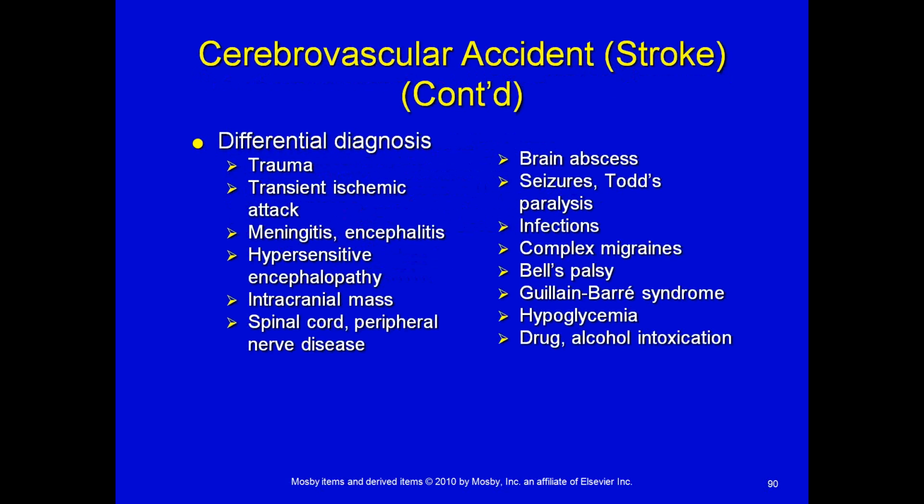Could be an intracranial mass like a brain abscess or a tumor. Could be spinal cord or peripheral nerve disease. Could be seizures. Could be infections, complex migraines, Bell's palsy. Bell's palsy is an inflammation of the facial nerve.